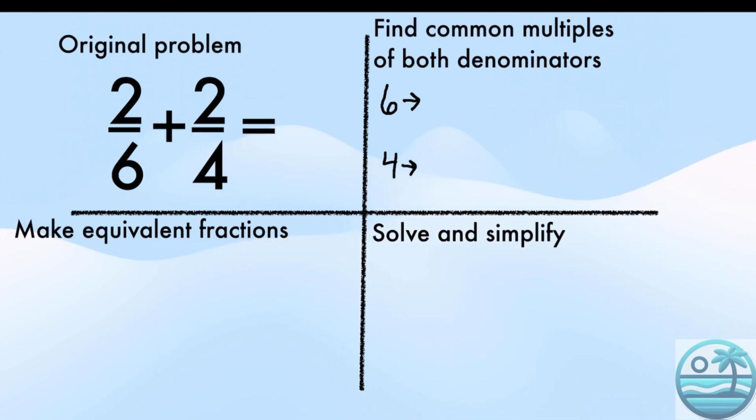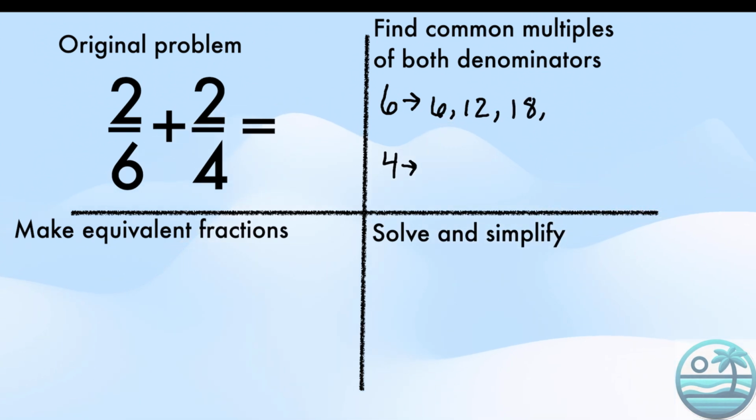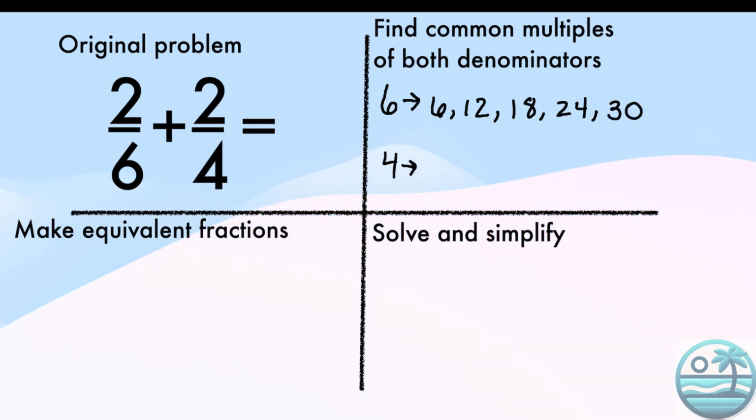My multiples of 6 are 6, 12, 18, 24, and 30. Those are the first 5 multiples of 6, or 6 times 1, 6 times 2, 6 times 3, 6 times 4, and 6 times 5. You can keep going if you need to, but I usually like to start with the first 4 or 5 and see where that gets me.